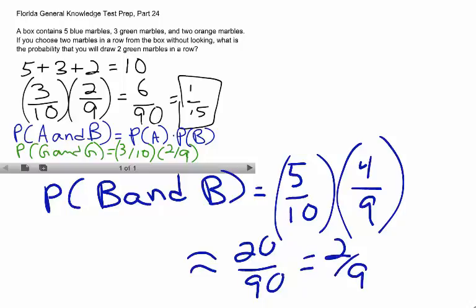So you can see there's a greater probability or likelihood of drawing 2 blue in a row than there is of getting 2 green in a row.